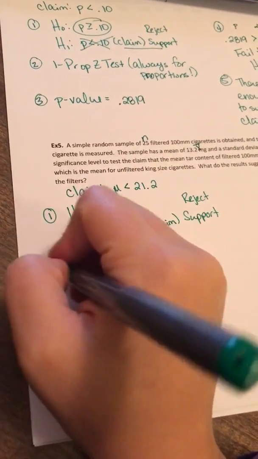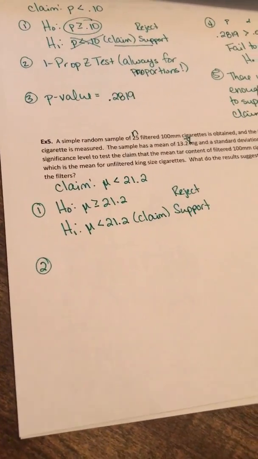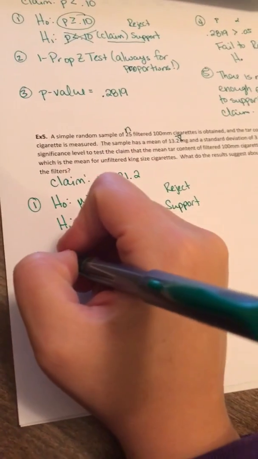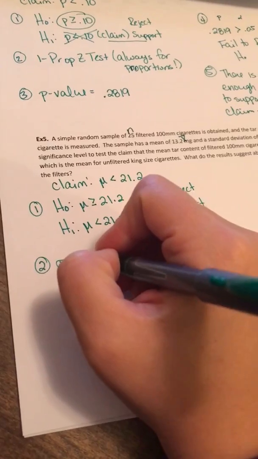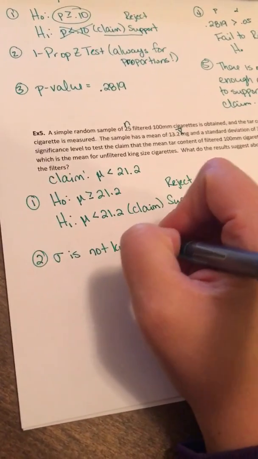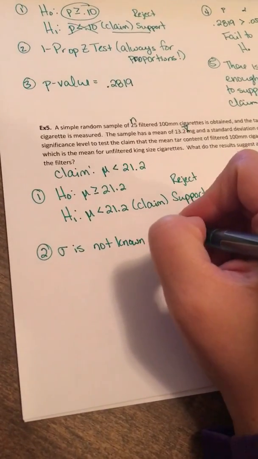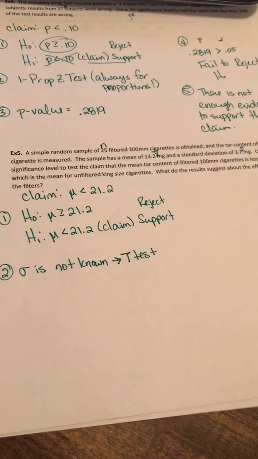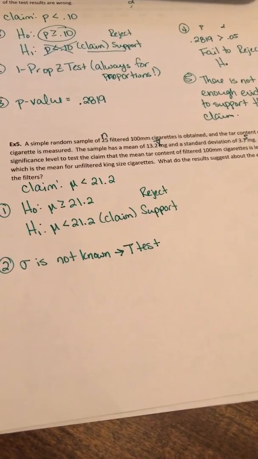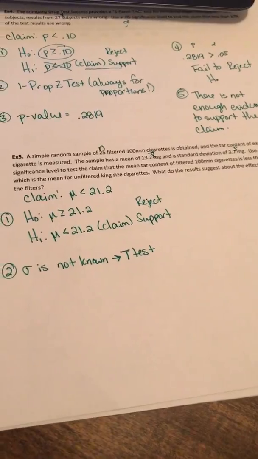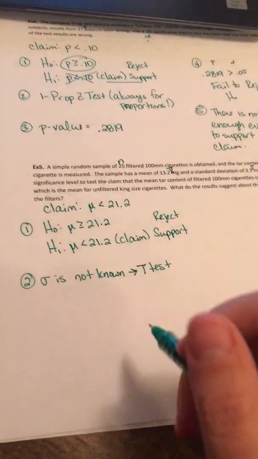Step 2 this time is, instead of writing sigma, we know s. We do not know sigma. So sigma is not known, which means on the calculator you're going to do a t-test. So I'm going to go ahead and do the t-test, and then I'll talk about the t-critical value.